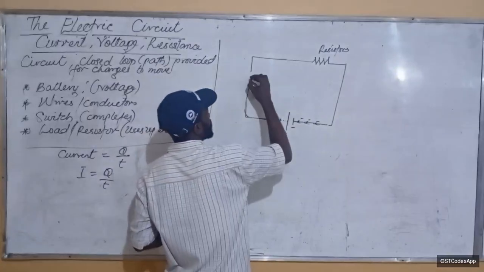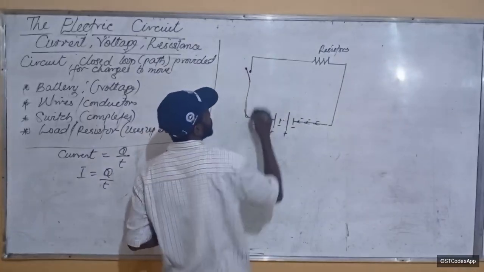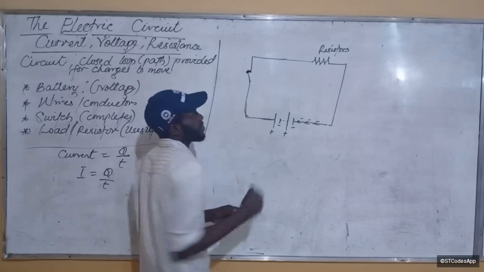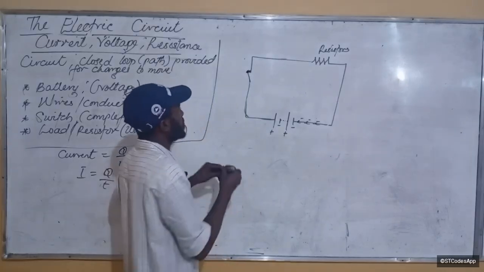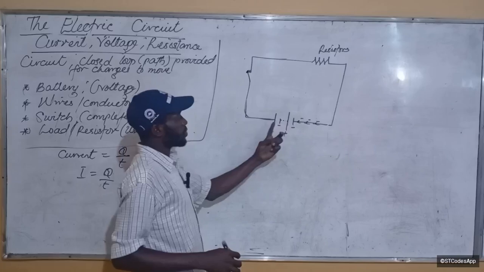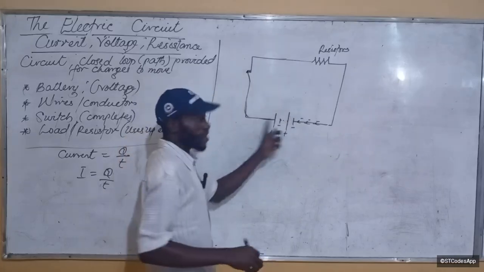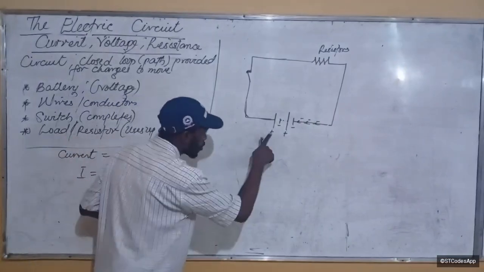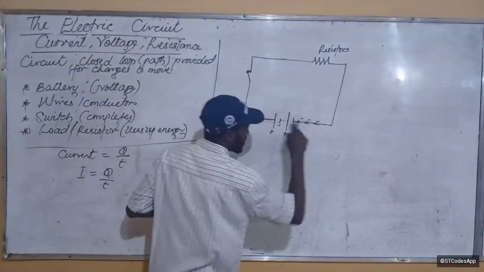So there is a component here that we call the switch, right? The moment we close this switch, once they touch, it means we have closed it. Then it means you have completed the circuit. Then what will happen? Current begins to flow. Current flows from positive to negative. So current flows from the positive end to the negative end.